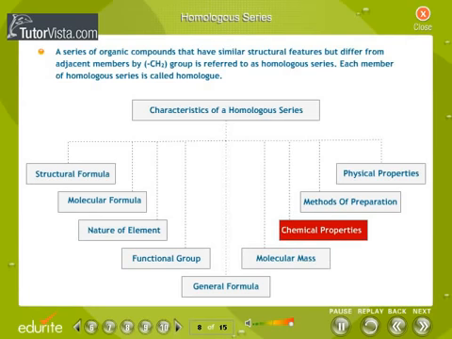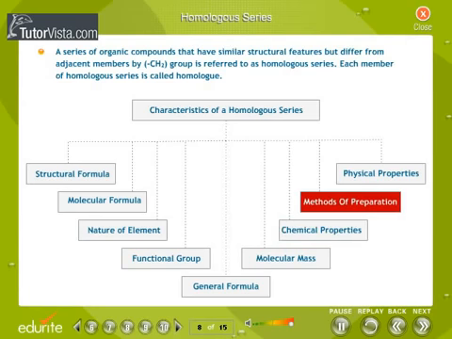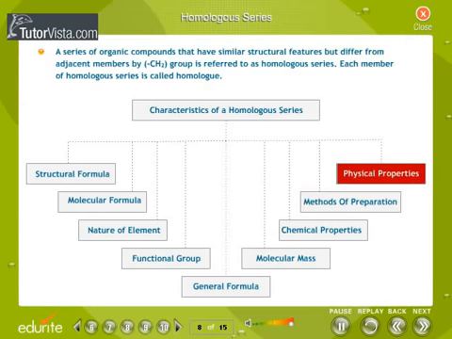Chemical properties. All the members of a homologous series have the same chemical properties due to the same functional group. Methods of preparation. Generally, all the members of a series can be prepared by using the same method. Physical properties. Physical properties of the members of a homologous series vary with the increase in atomic weight.